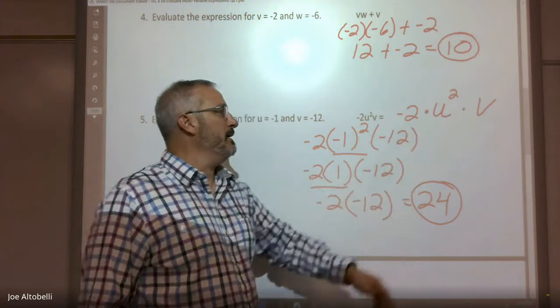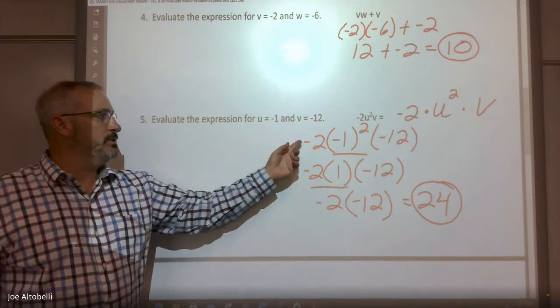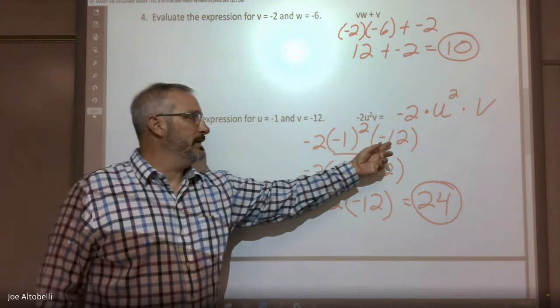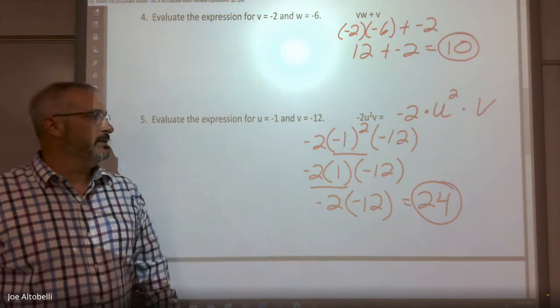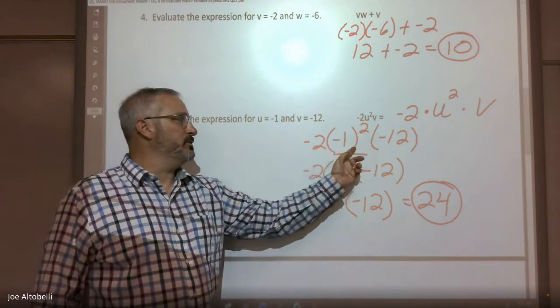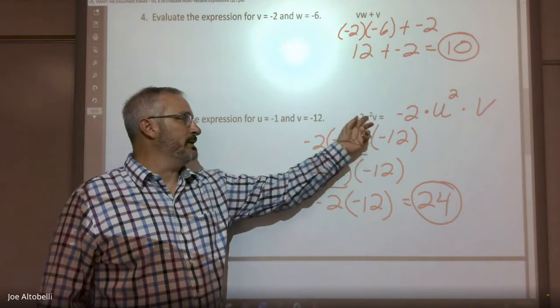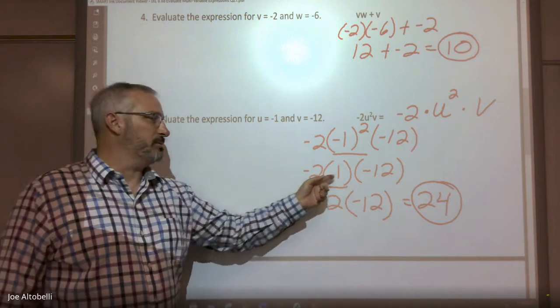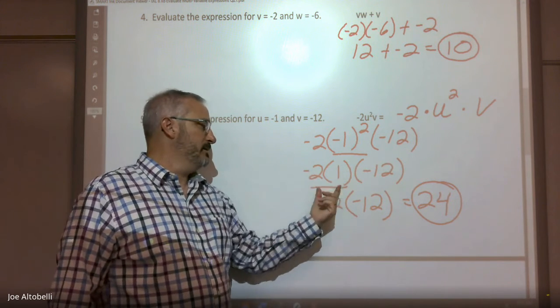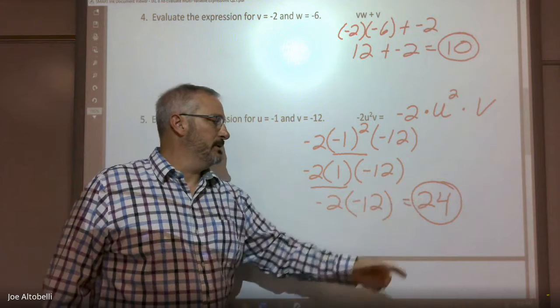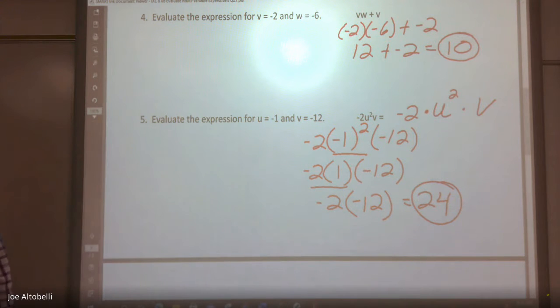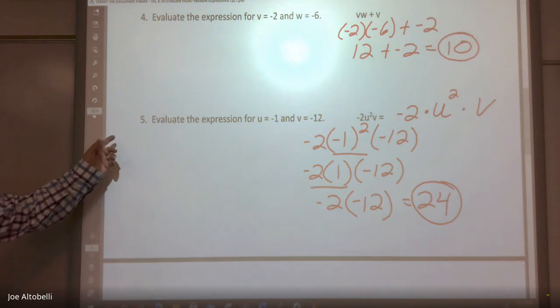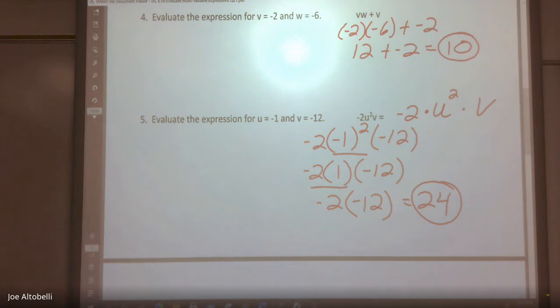We're multiplying. So when I substitute my values in for my letters, and then order of operations says I do my exponent first. -1 times -1 is +1. And then I'm multiplying and I work left to right. So I get -2. Negative times negative is positive, so I get 24. All right, going to number 6.